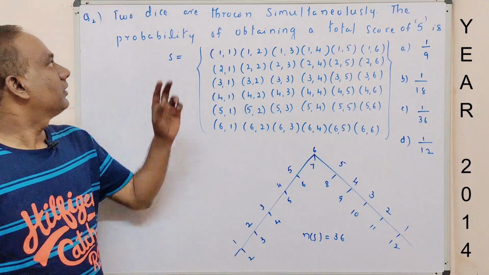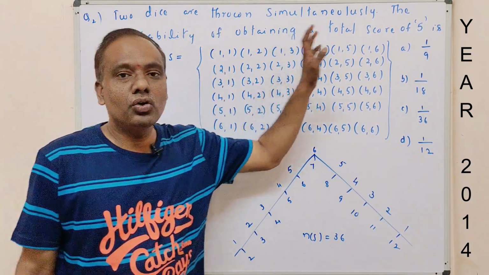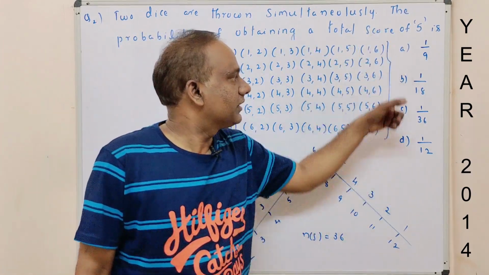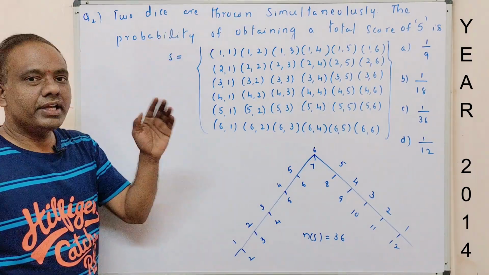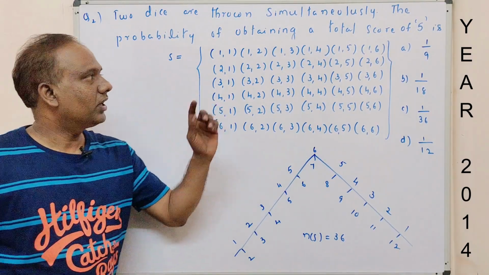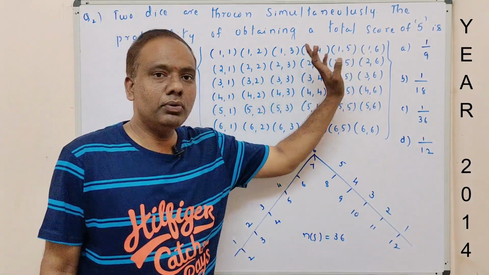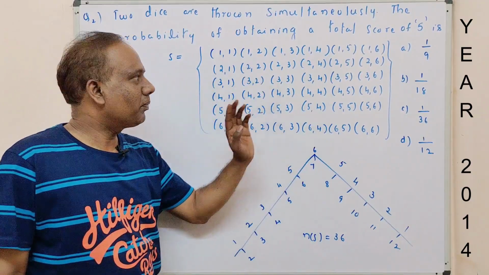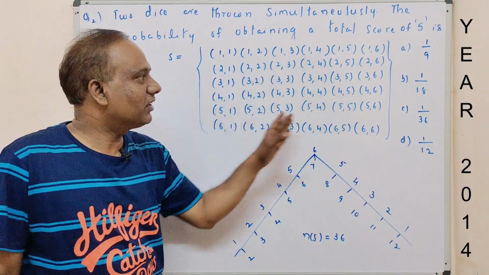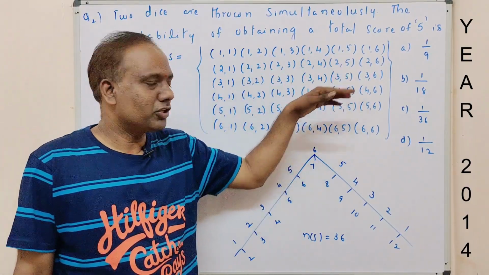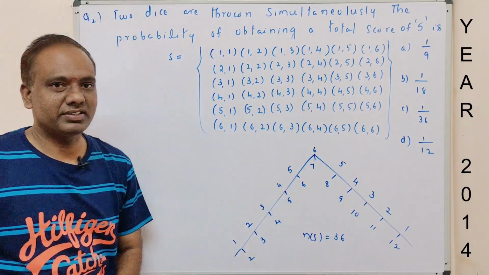Next question. Two dice are thrown simultaneously. The probability of obtaining a total score of 5. These are the options. If two dice are thrown, the sample space is (1,1), (1,2), (1,3) up to (1,6), like that (2,1) to (2,6), and (6,1) to (6,6). These are the total number of possibilities. Total number of possibilities n(S) is equal to 36.